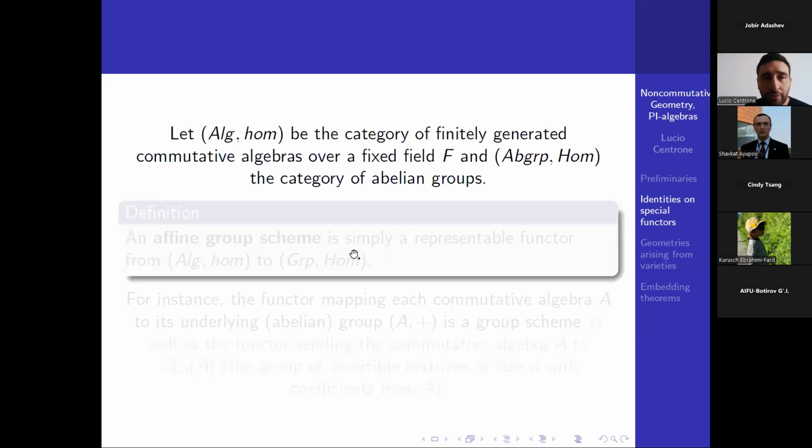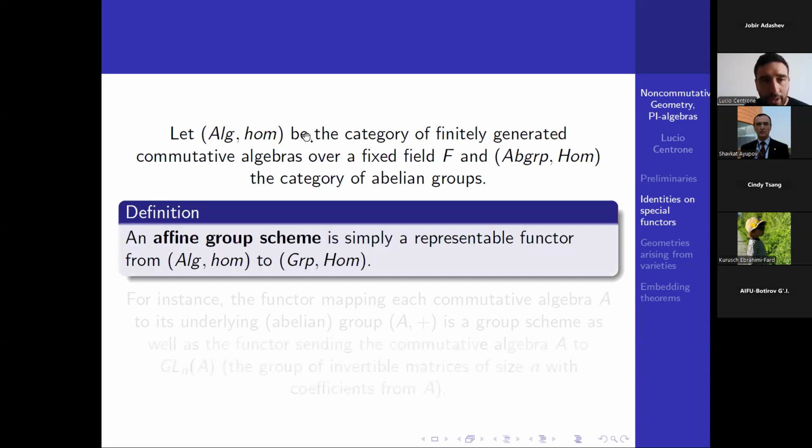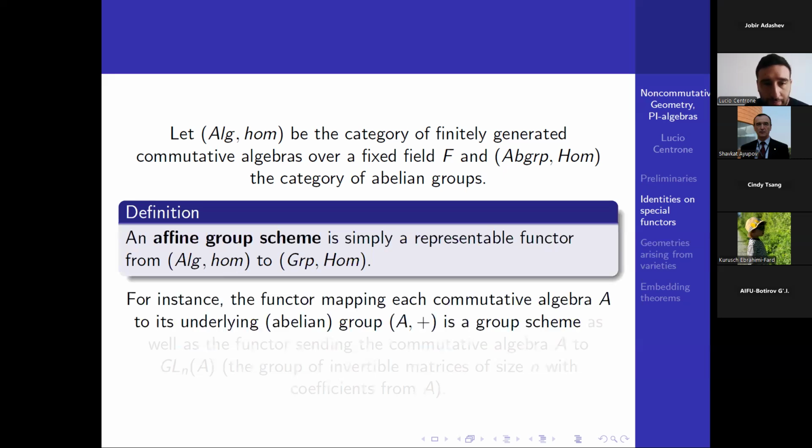So we have right now the category of finitely generated commutative algebras over a field, as we fixed at the beginning, and the category of abelian groups. And we say that an affine group scheme is a representable functor from this category to the category of groups. And of course, we have some well-known examples.